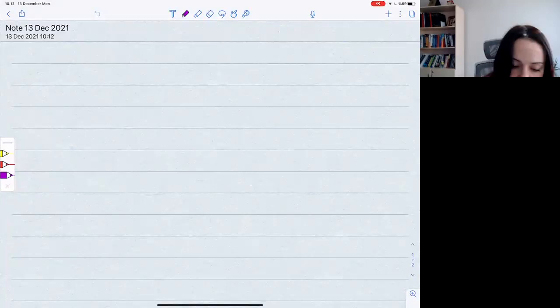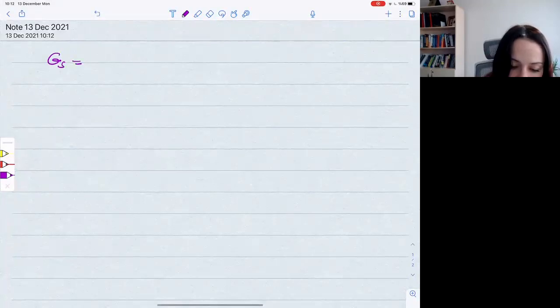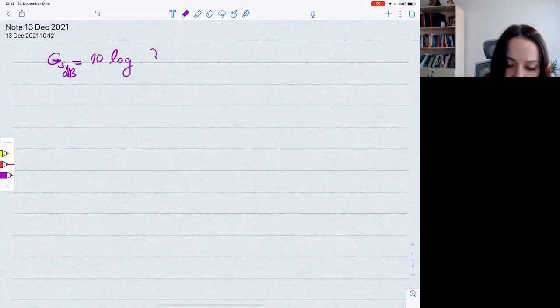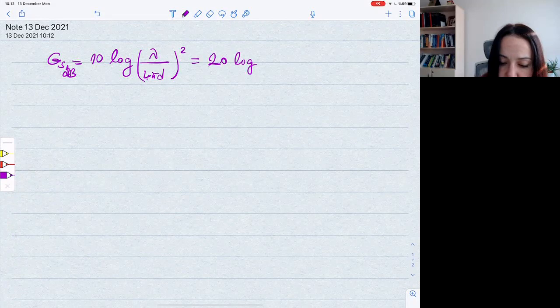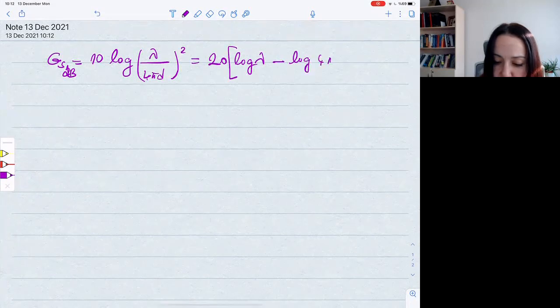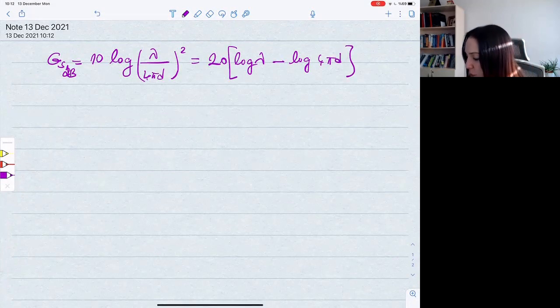So GS in dB, if you will, is 10 log of lambda over 4 pi d squared. So 20 log lambda minus log 4 pi d. Okay. Now the 4 pi d term is going to be the same for both frequencies.